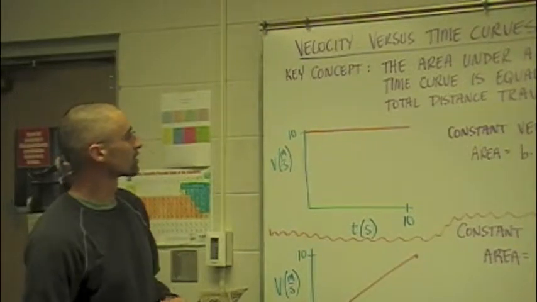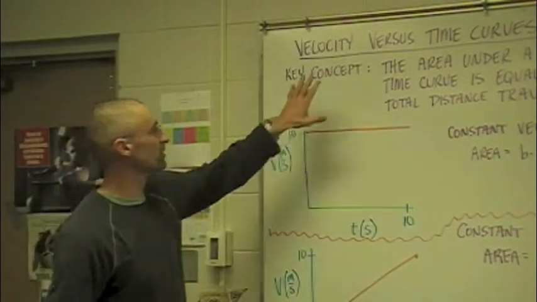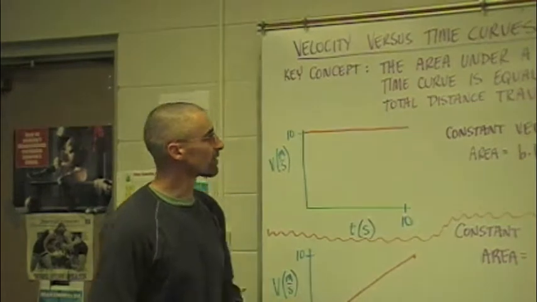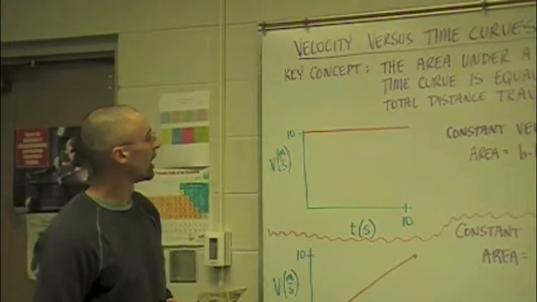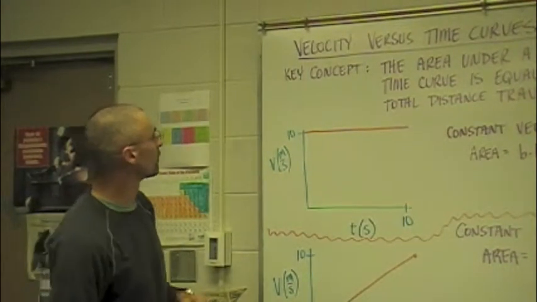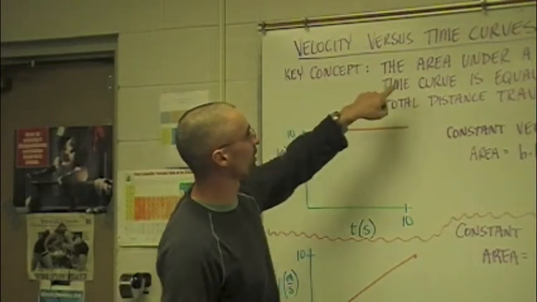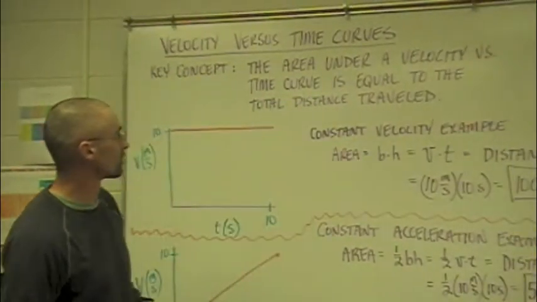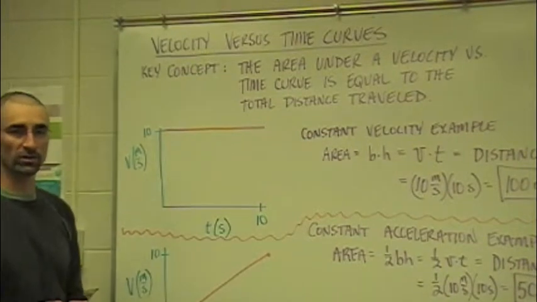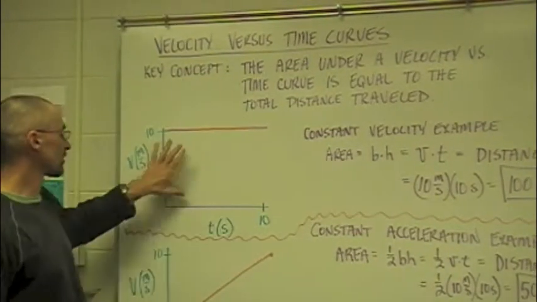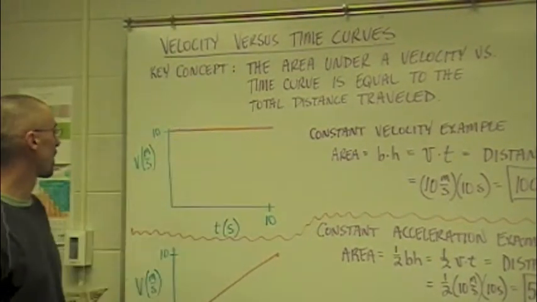Just looked at yesterday, we're going to look at some velocity versus time curves. And there's kind of a key concept that we need to get so we can move forward. And this key concept is the area under the velocity versus time curve is equal to the total distance traveled during your trip.